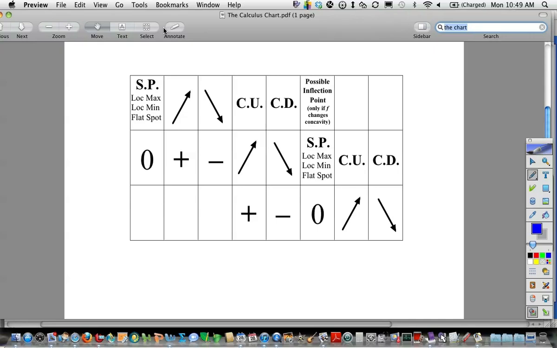Well, what does it mean if S prime changes negative to positive? Local min at x equals 0, you can just write it right below there. I just answered part D, I think, right there. Part C was where's the local max? It's got a local max at x equals 1.